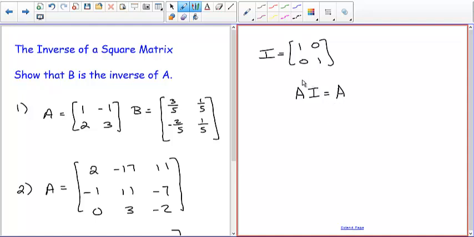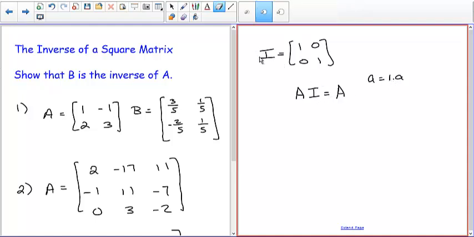Now the dimensions of the identity matrix have to be such that the second dimension of A matches the size of the identity matrix. It's kind of like in algebra, A is equal to 1 times A. The equivalent in matrices is the identity matrix. Instead of multiplying by 1, we multiply by the identity matrix.